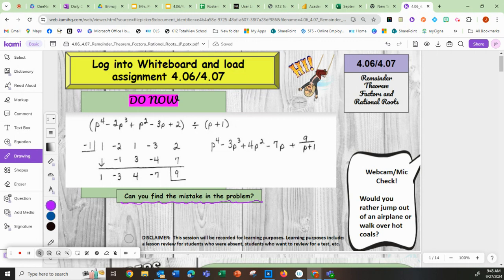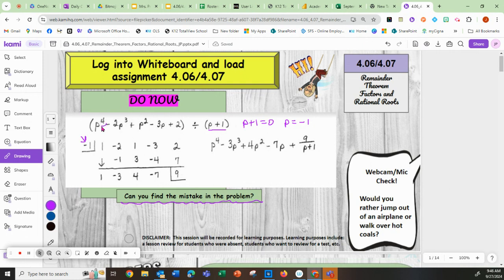So this is a synthetic division problem, and the first step is that you take the p plus 1 and set it equal to 0 and solve. That does give you p equals -1, which becomes your divisor for synthetic division. Bring down the 1. 1 times -1 is -1. Combine -3. Do it again. -3 times -1 is 3. Combine 4. Do it again. 4 times -1 is -4. Combine -7, do it again. -7 times -1 is +7. 2 and 7 combine to be 9. I don't see any mistakes there.